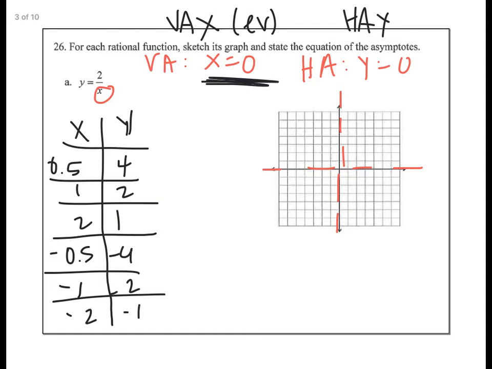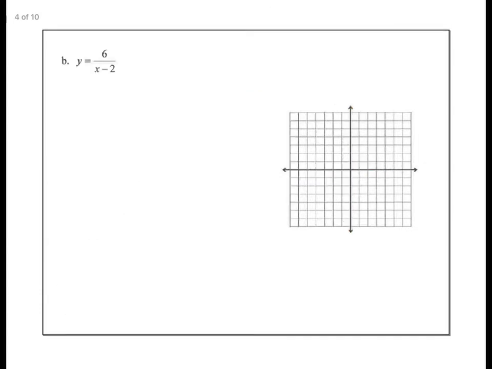And then I go ahead and graph those. It's really hard for me to do on the iPad. So 0.5, 4, 1, 2, and 2, 1. Remember, the most important part is that you get really close to your asymptotes, but you don't actually touch them. Then I'd be at negative 0.5, negative 4, negative 1, negative 2, and negative 2, negative 1. And if you remember, there's two parts to this graph, and they're in opposite quadrants from each other.